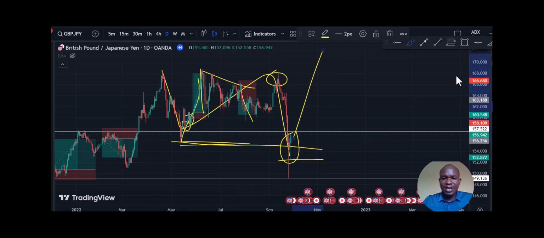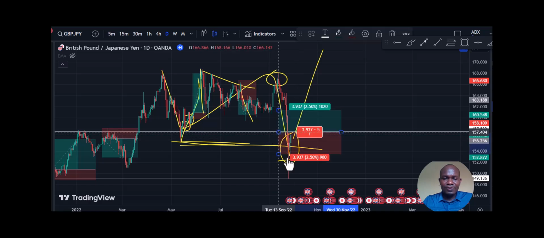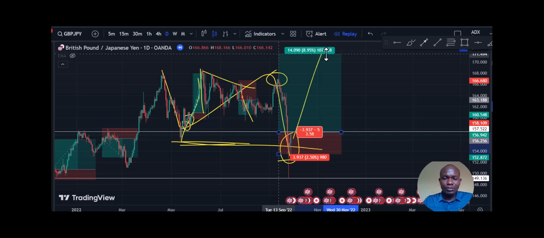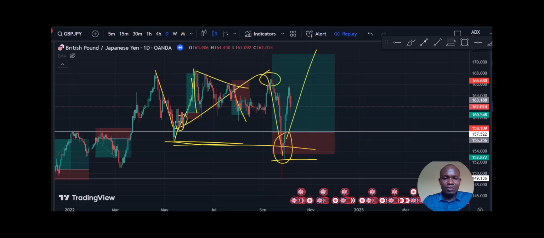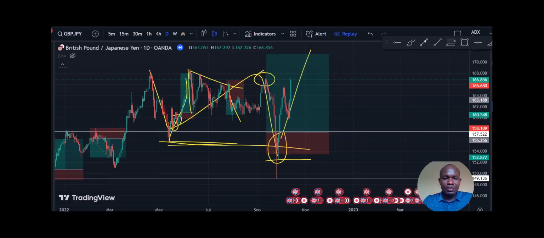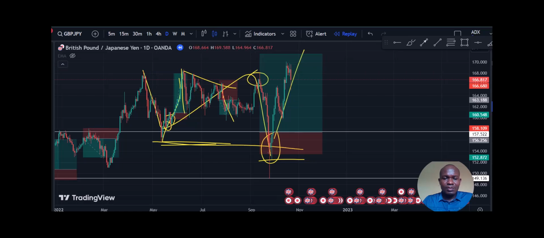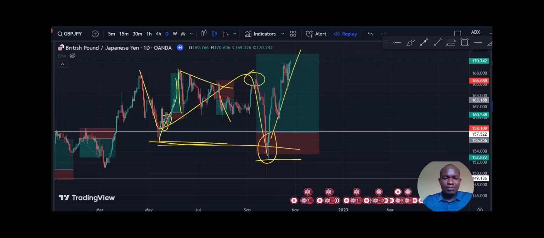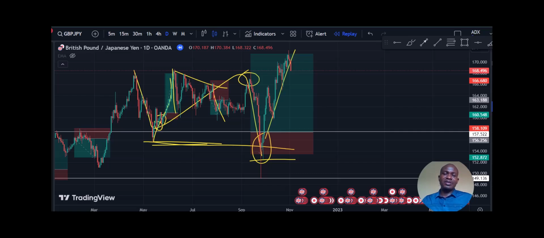So let's take that. That will be our last trade. Take this to break the high. All right. Beautiful. So the TP is smashed. So you can see how we are taking the trade.